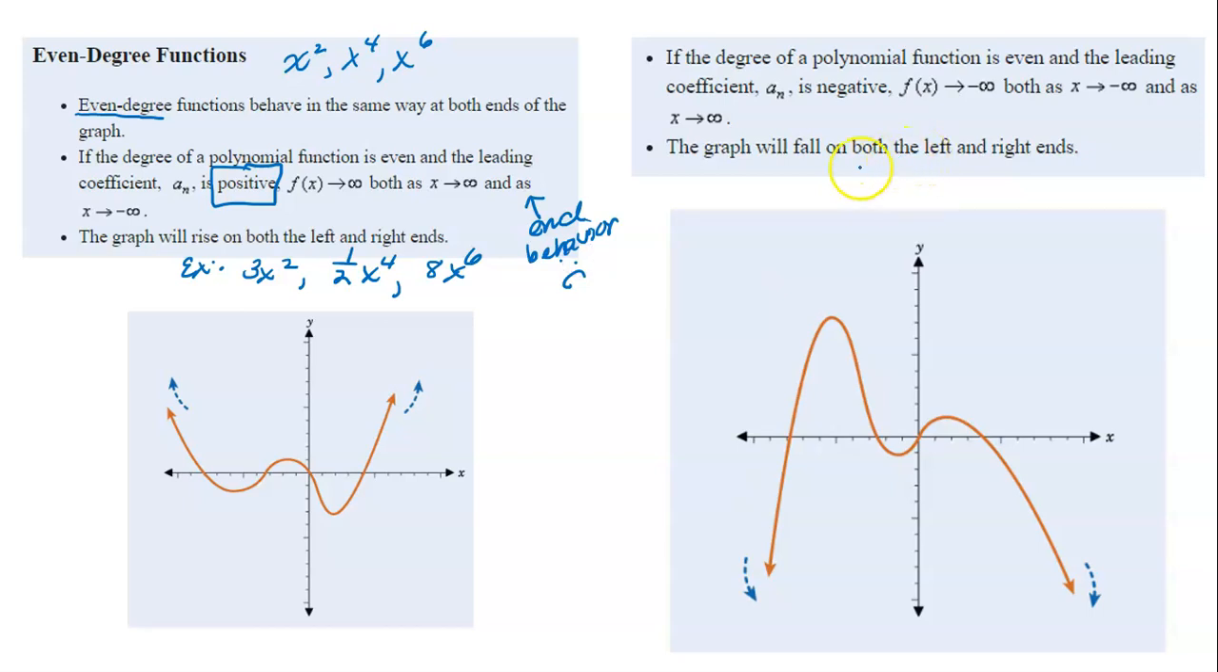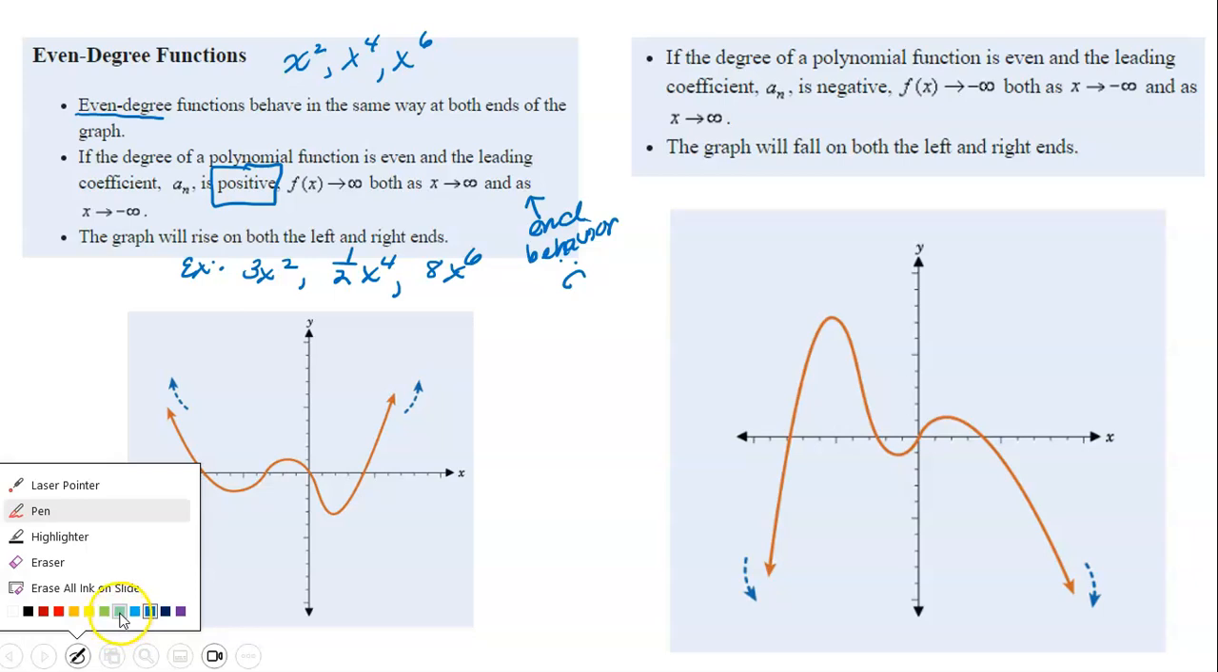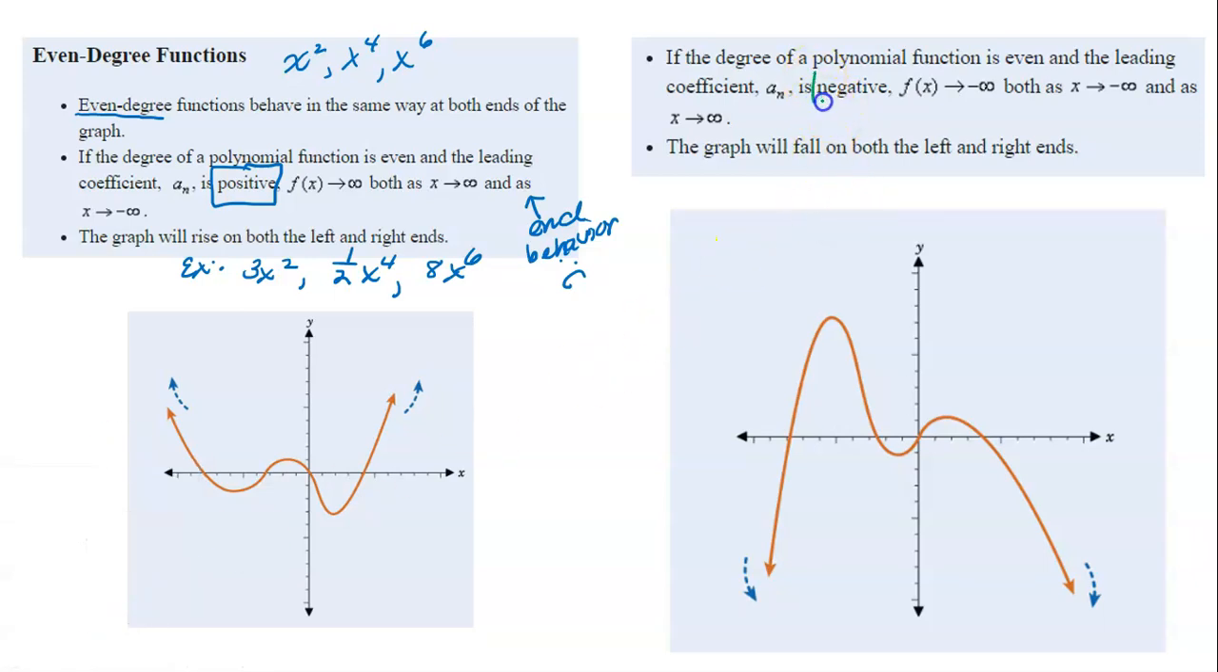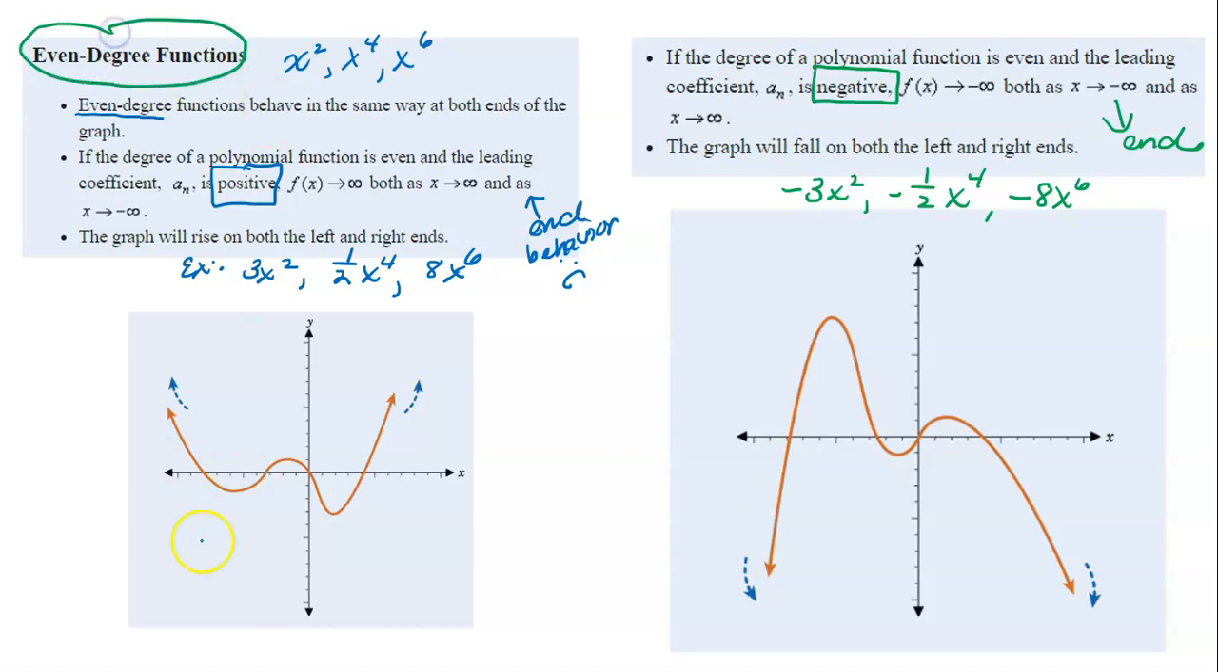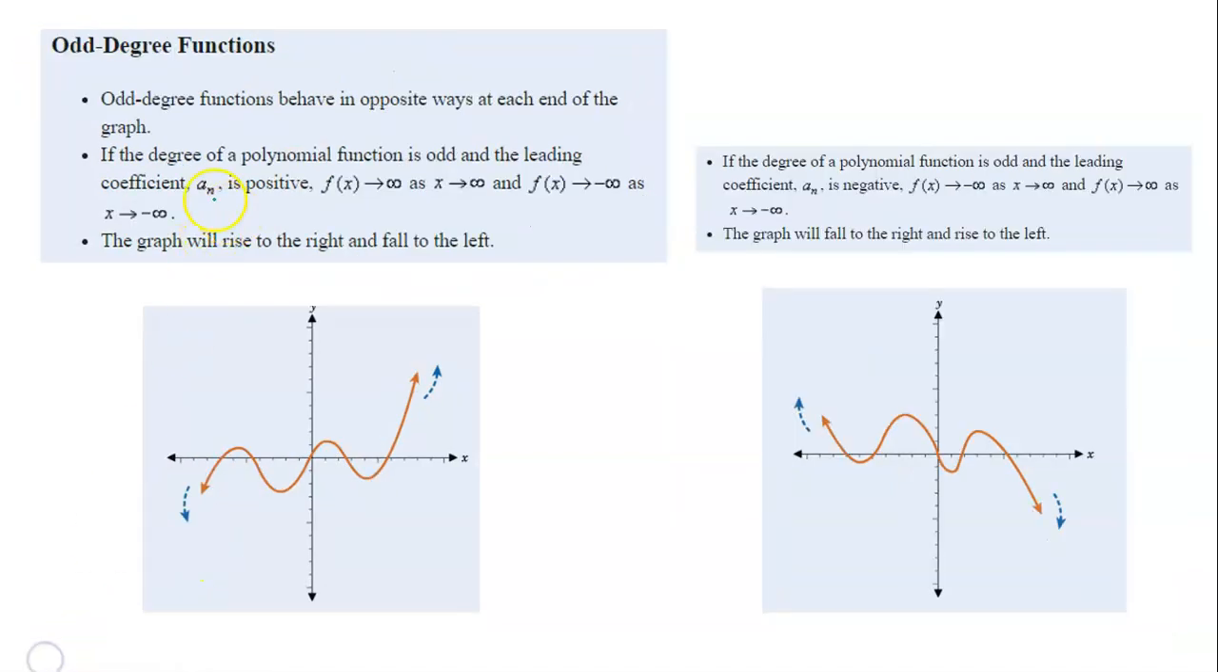Okay. If the leading term is negative, so that means negative 3x squared, negative 1/2 x to the 4th, negative 8x to the 6th, then this is the end behavior, and it will fall on both sides. Okay. So this is if it's an even degree function. The next page is if it's an odd degree function.